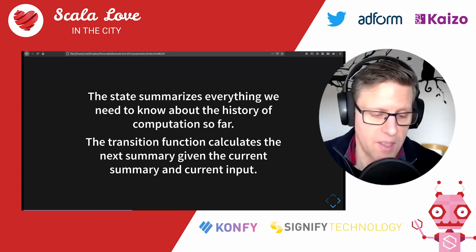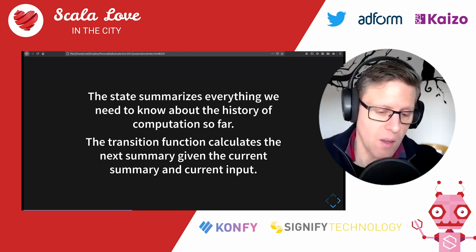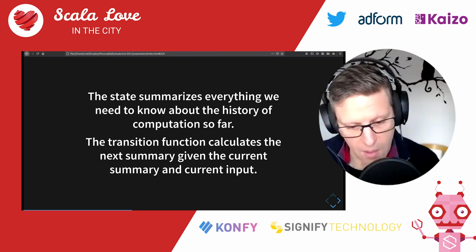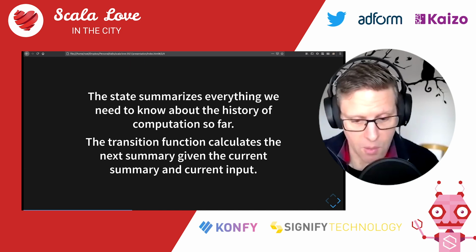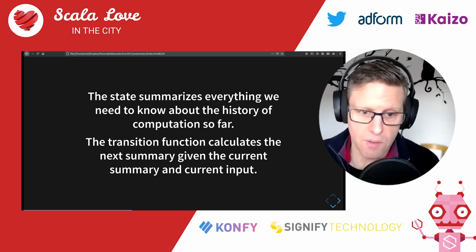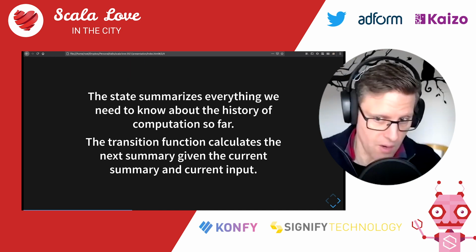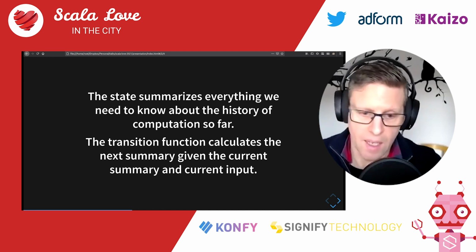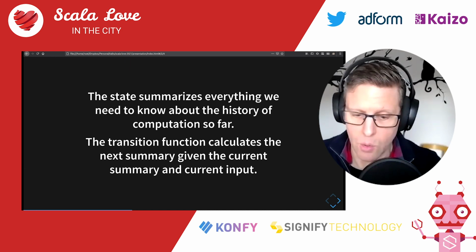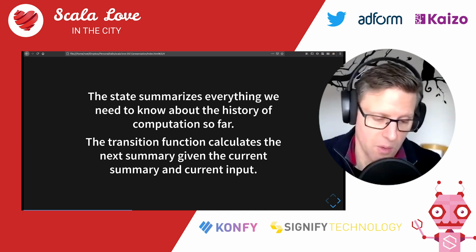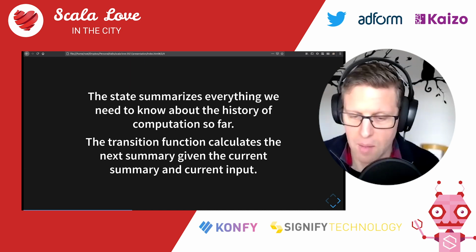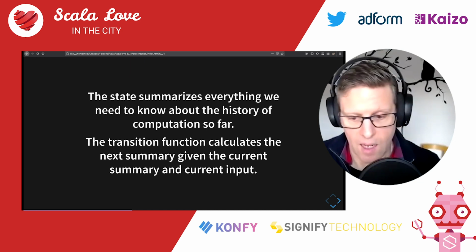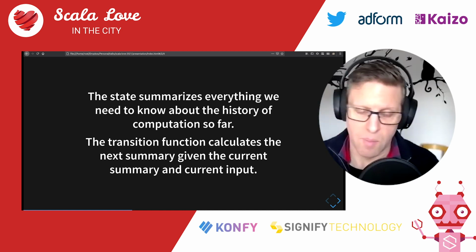You have the state, which is some summary of everything you need to know about the history, what you've done so far, so you can continue doing whatever it is you're doing. And then this transition function, which given the current summary and some input, you're going to use to produce the next summary. And that's the case in summing the elements of a list. Your accumulator, your sum so far, summarizes all the elements you've seen, adding them together. And then the transition function, given that accumulation and the current element, you produce the next accumulation by adding the elements together.